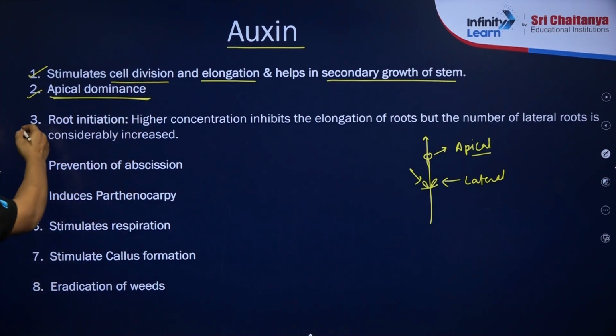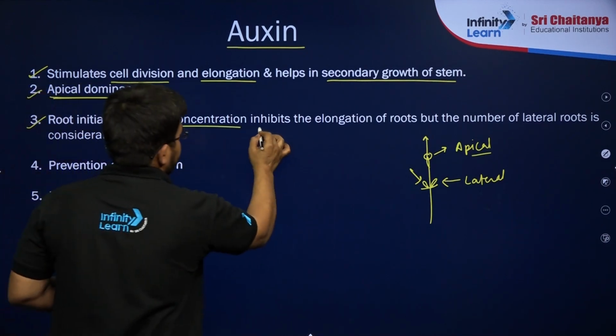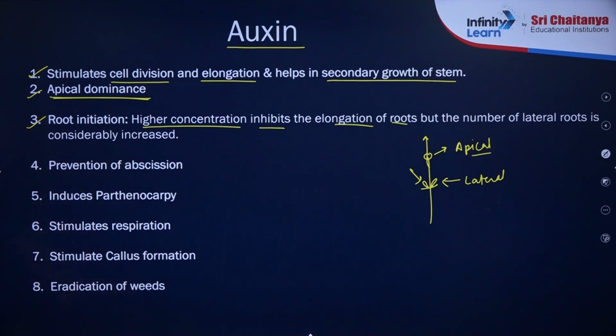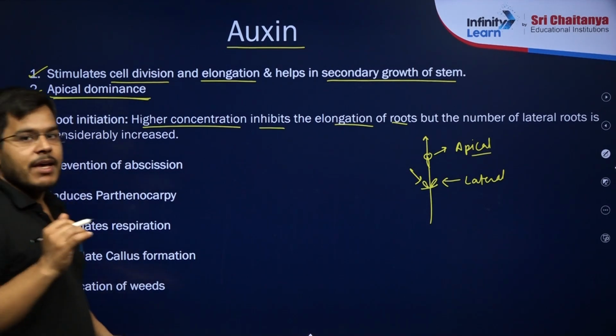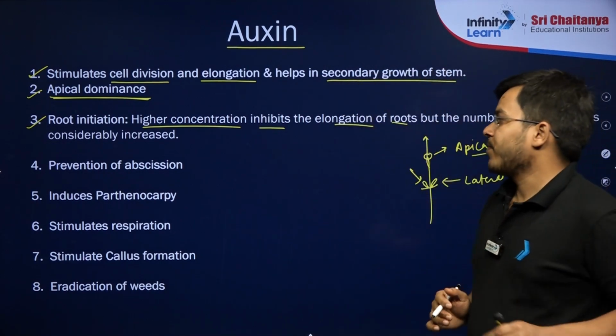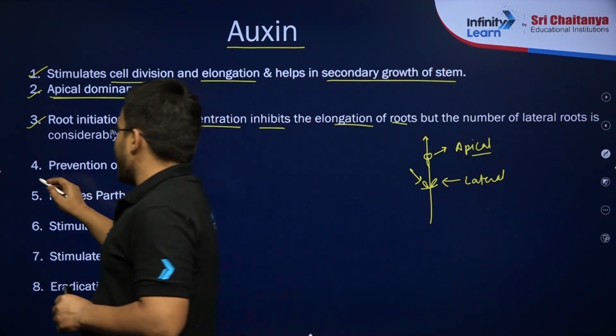Then students, root initiation. If we talk about root initiation, a higher concentration of auxin will inhibit the elongation of roots, but lateral roots are going to be increased. It means simply we can say if auxin is in higher amount in the plant, then root initiation will be decreased.